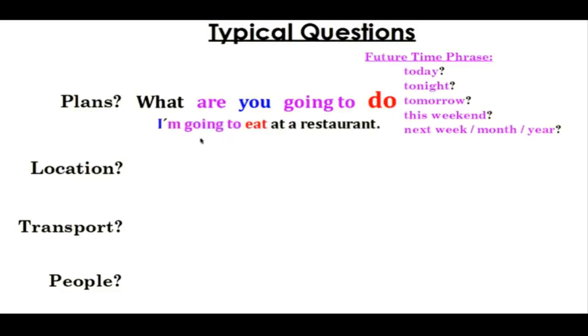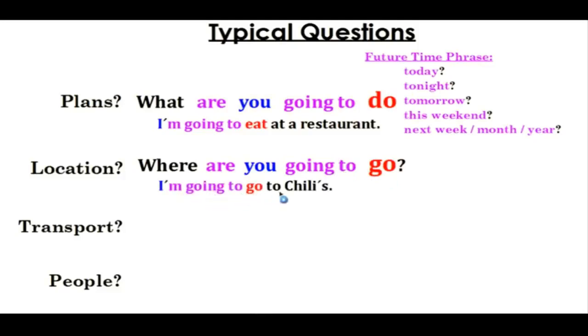And a response: I'm going to eat at a restaurant. Now, the next question is about location, and we use where. Where are you going to go? Or maybe, where are you going to eat? And a response: I'm going to go to Chili's. Or maybe, I'm going to eat at Chili's. Good. So, location, we use where.